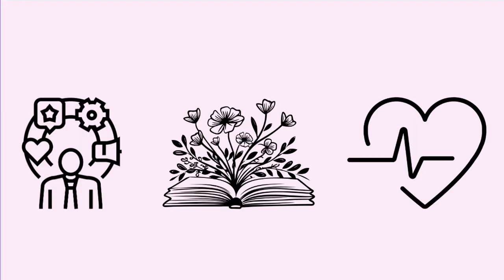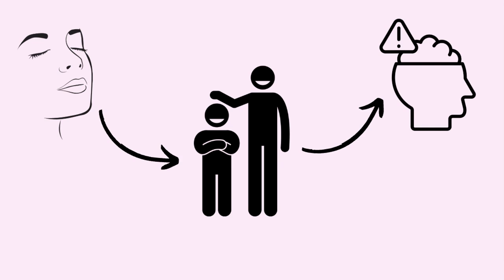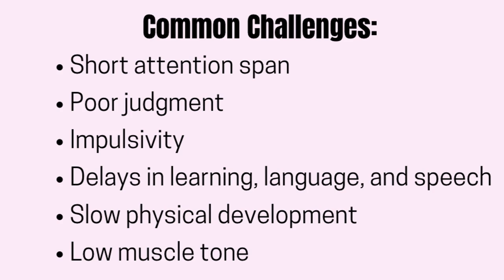Now, let's talk about the effects of Down syndrome. DS affects physical traits, learning, and overall health. People with DS have distinct facial features, shorter height, and experience mild to moderate cognitive impairment. Severe cases are rare. Common challenges include a short attention span, poor judgment, impulsivity, and delays in learning, language, and speech. Physical development also tends to be slower due to lower muscle tone.